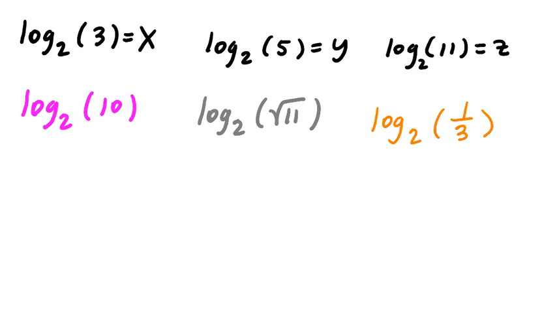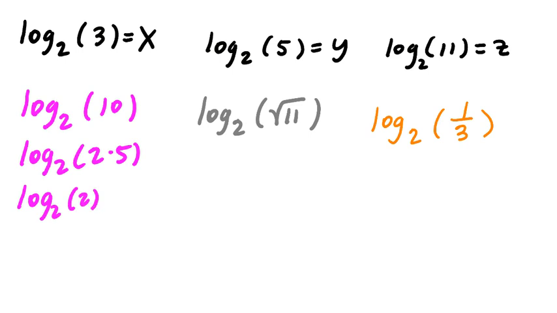So what I'm going to do is I'm going to say that this 10 is 2 times 5. Right, and this is the log of 2 plus the log of 5. Now I know what the log of 5 is, that's y. But then you're going to have to think to yourself, what exponent do I put on 2 to get 2? And you'll put the first exponent on. Okay, so that's 1 plus y.